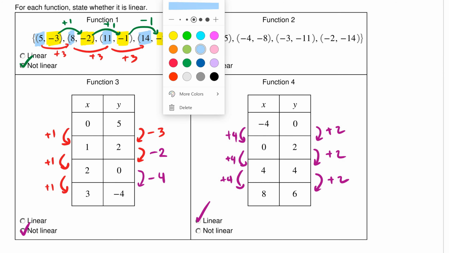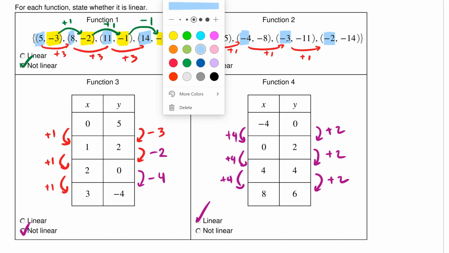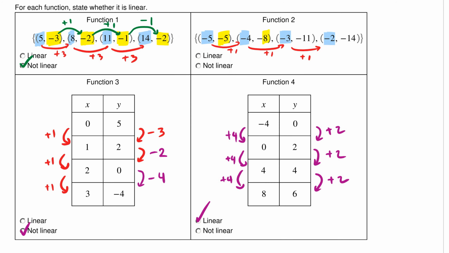Okay, we do the same for function 2: negative 5, negative 4, negative 3, negative 2. So it looks like x is increasing by 1. And the y value is decreasing by 3. So it is a linear function because it's increasing and decreasing consistently with the same number.